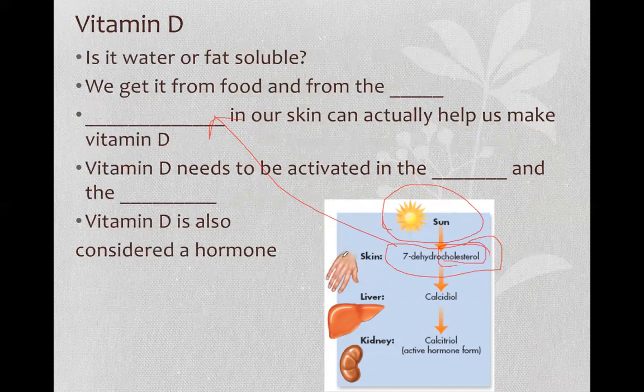So remember, we can get cholesterol from food sources as well as synthesize it in our body. And then vitamin D has to be activated by the liver and the kidney. We can't use vitamin D unless it's in this active form. So the liver and the kidney are two crucial organs involved in vitamin D.